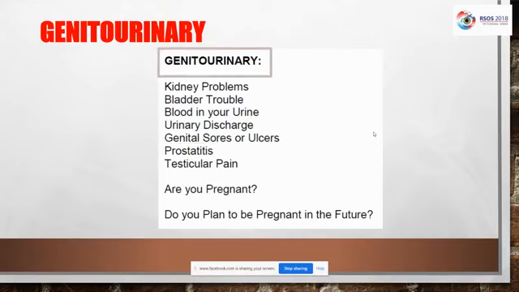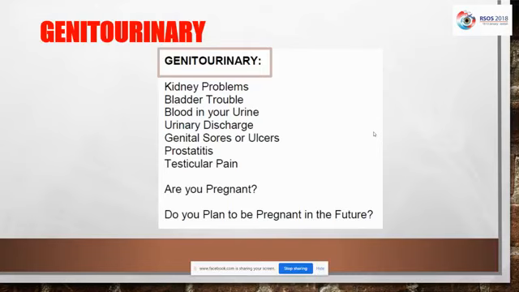So in genitourinary symptoms, you need to ask about kidney problems, about bladder trouble, about blood in the urine, about any history of urinary discharge, about any history of genital sores or ulcers, about any history of prostatitis or epididymitis or testicular pain with epididymitis. So the patient should exclude these symptoms by answering them through a direct questionnaire. If there is any kidney problem, bladder trouble, blood in the urine, urinary discharge, genital sores or ulcers, prostatitis, testicular pain, and history of epididymitis.